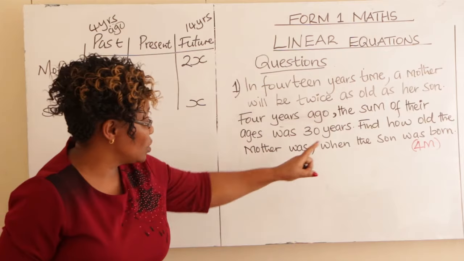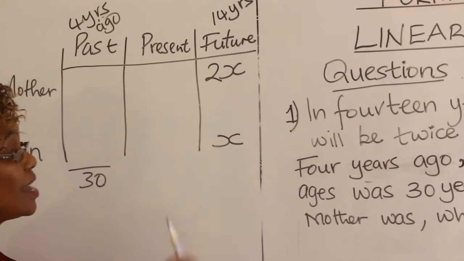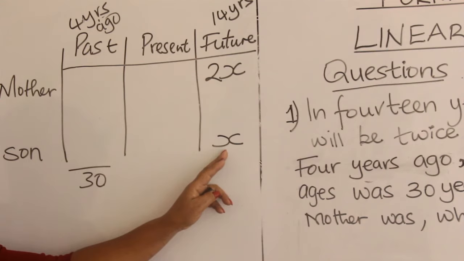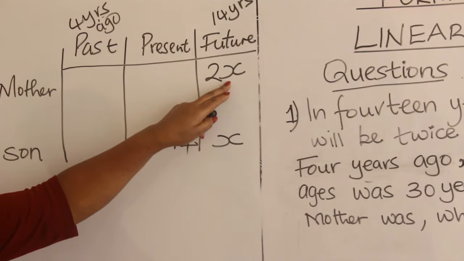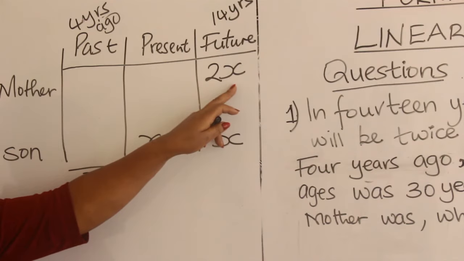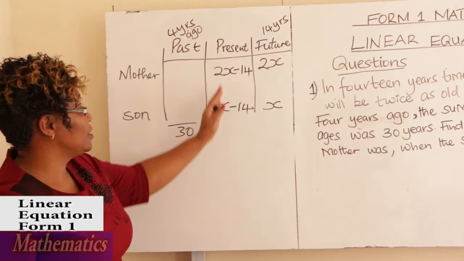So how do you go about this? You come to the future. If in future the son will be X years, what about today? What about the present? It will be X minus 14. You subtract, because you're talking about the future here. In 14 years time, the mother will be 2X, so to get the present you subtract 14 also. So you'll have 2X minus 14. So these are their ages today.